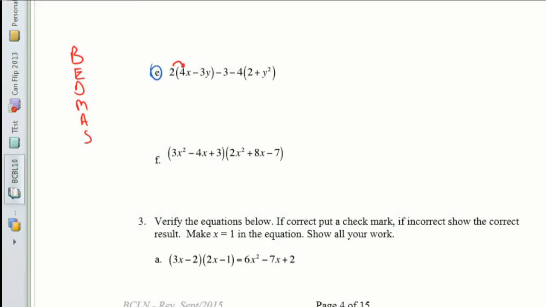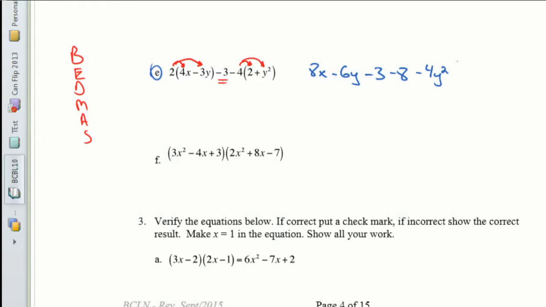We're going to multiply the 2 through the bracket here, and then what I'm going to do is multiply the -4 through the bracket here. And then I'm just going to bring the -3 down, and we'll see kind of what happens with that. It just kind of hangs around. So 2 times 4x gives me 8x. 2 times 3y is -6y. Then I have this -3, which is just hanging around. And then -4 times +2 is -8, and -4 times y squared is -4y squared.